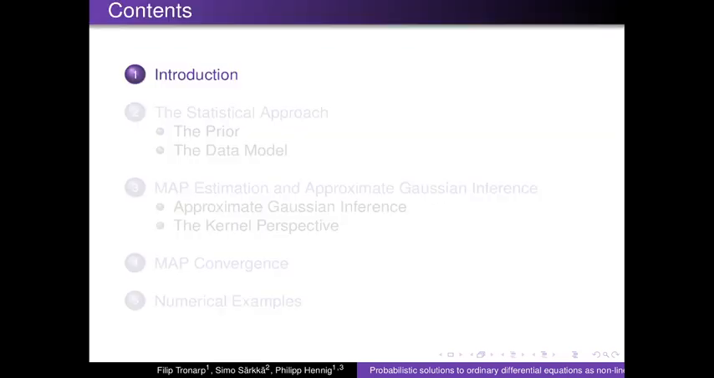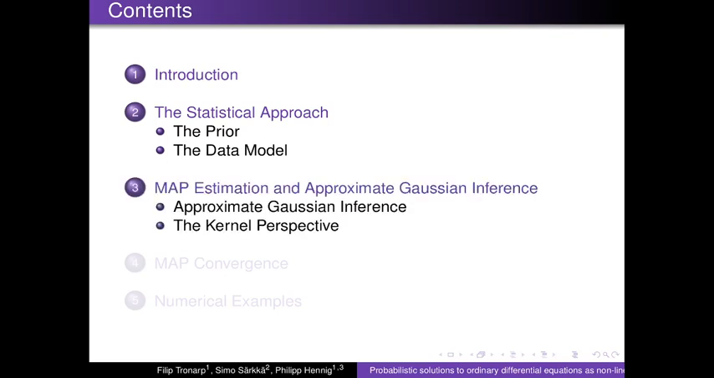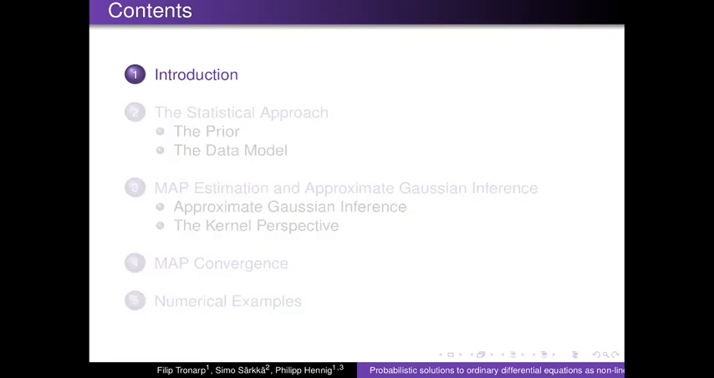So here's a rough outline. First I'll introduce the generic problem of numerically solving ordinary differential equations. Then I'll talk a bit about a statistical problem formulation for this problem, and then approximate Gaussian inference algorithms for solving the statistical problem, with some connections to interpolation in reproducing kernel Hilbert spaces. And then I'll say a few words on convergence and then give some numerical examples.